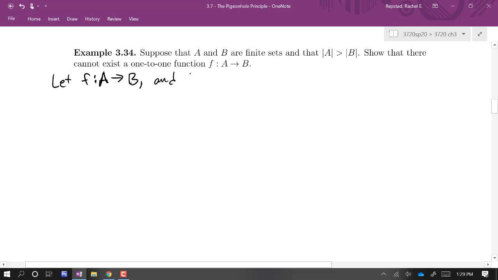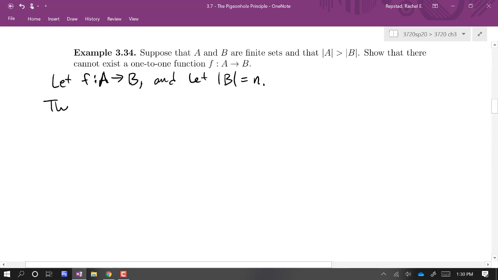And let's also let the size of B equal n, so we're just supposing that B has n elements. So now take the set B. We've got n elements, and then we're just going to look at the pre-image of each element. So we have n sets in A that consist of the pre-image of the individual elements of B.